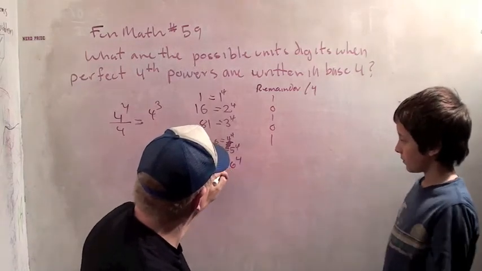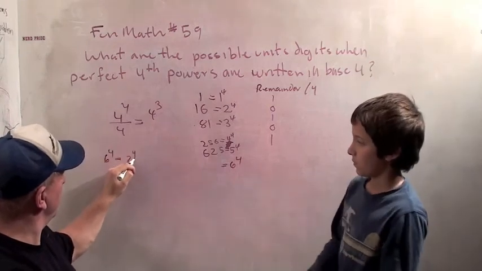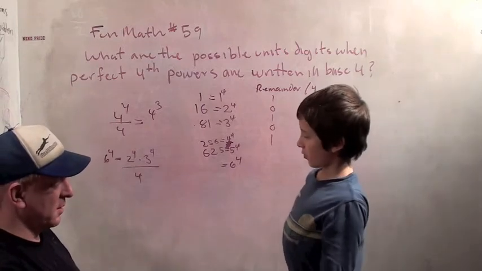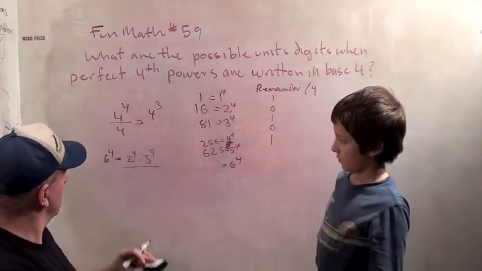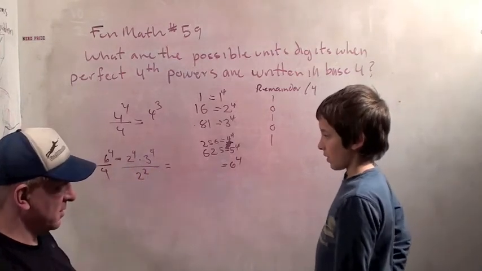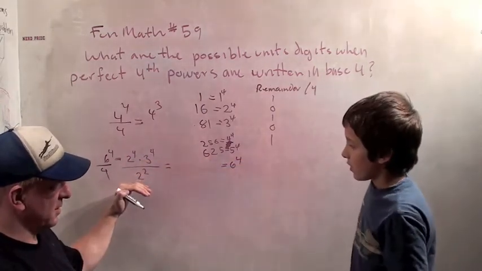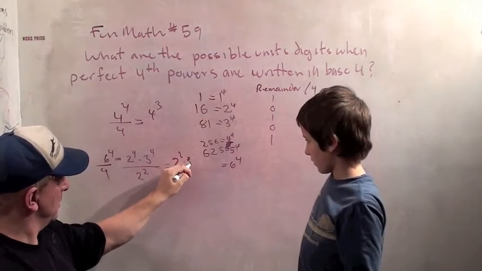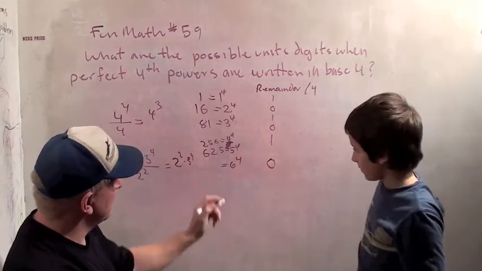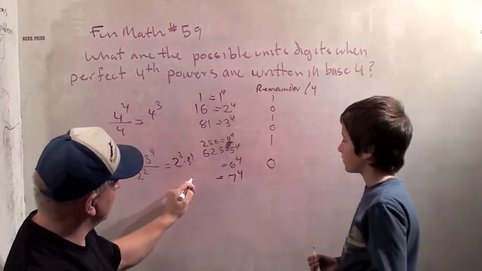Let's look at 6 to the 4th. Is 6 to the 4th going to be divisible by 4? Well, 6 to the 4th equals 2 to the 4th times 3 to the 4th. And if I put a 4 on the bottom, what is 4? 4 is 2 squared. So 6 to the 4th over 4 equals 2 to the 4th times 3 to the 4th over 2 squared. Is this going to be an integer? Yes, because you can just cancel it out. And what does it equal, actually? It's 2 squared times 3 to the 4th. Okay, so 6 to the 4th, remainder when you divide by 4 is 0. Now 7 to the 4th, it's not super easy to figure out what the remainder is, except this is 49 times 49.